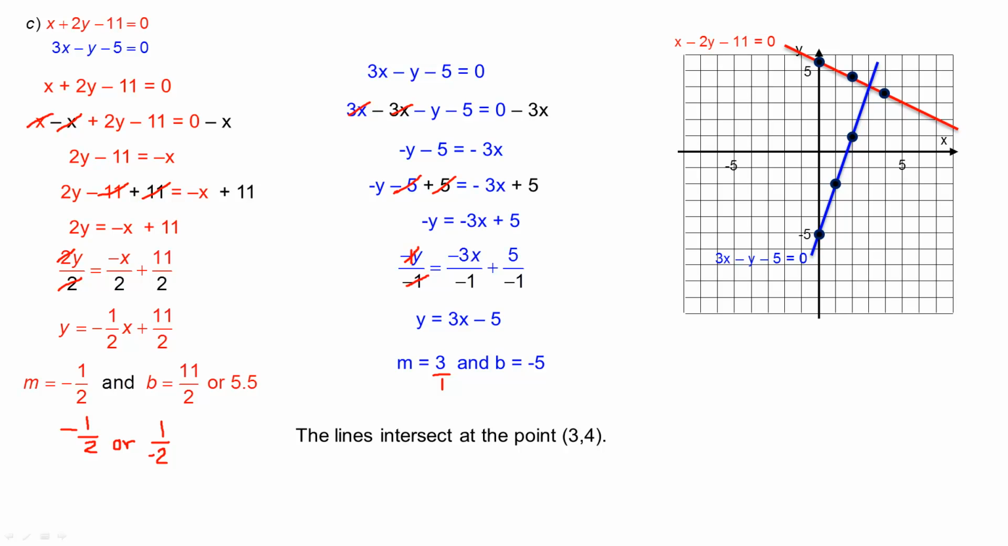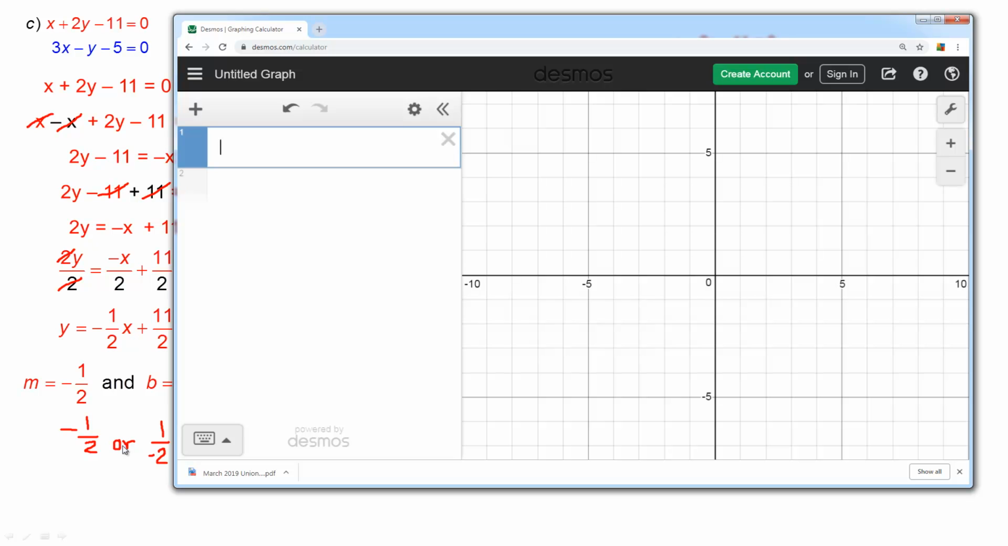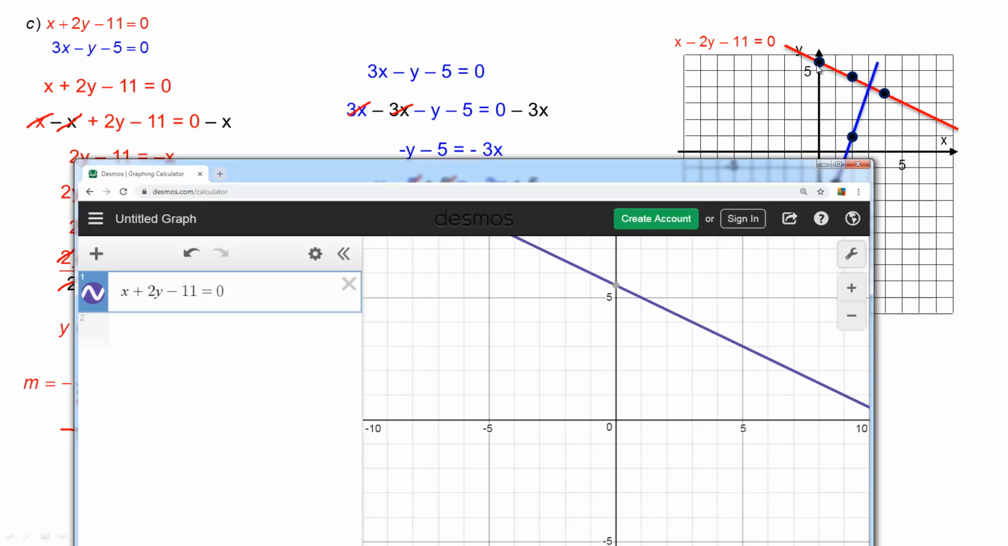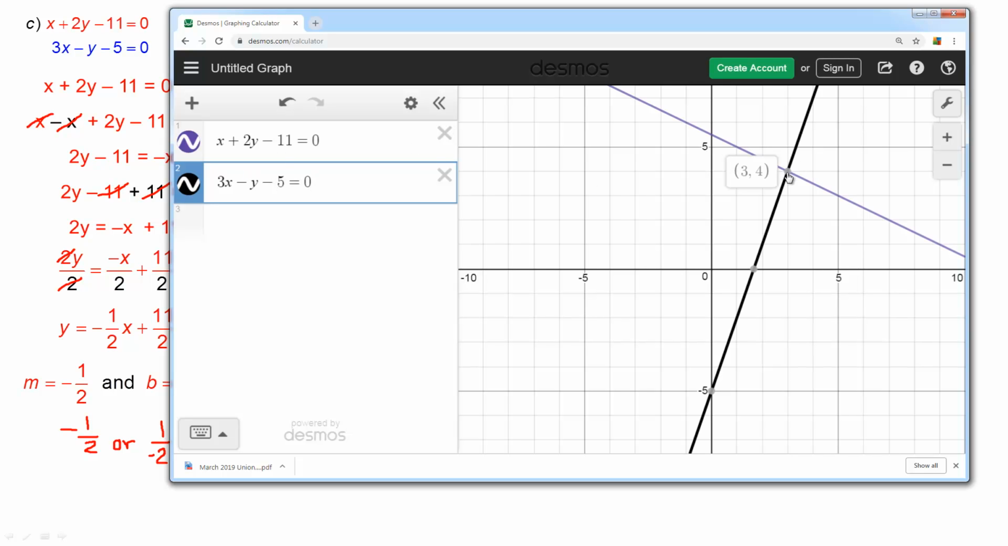Another way to check these is to use Desmos or any other graphing utility. So I'm going to graph these, and I could actually graph the original or the solved for y one. So let's do the original because that's a better check. I'm going to type in x plus 2y minus 11 equals 0. And see, that does look a lot like that one. See, it's going through 5.5 there. And then the second one would be 3x minus y minus 5 equals 0. And see, there's the 3, 4 point on both of the graphs.